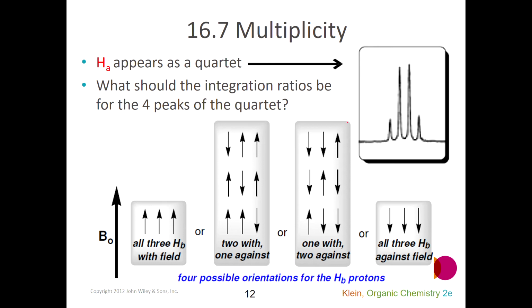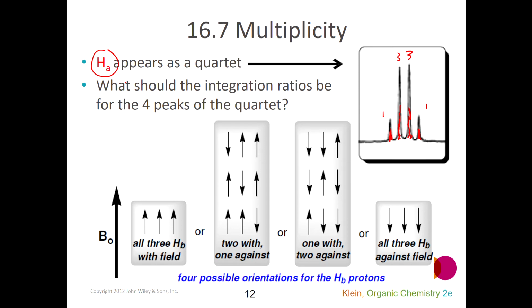And what should the ratios be? The integration of this peak, the area of this peak, would be equal to the area of this peak. And if we set those equal to 1, because there's one scenario giving each of those, then the area of the center peaks would be 3 relative to that, because there are 3 scenarios giving this and 1 scenario giving this. So this is all for hydrogen A.